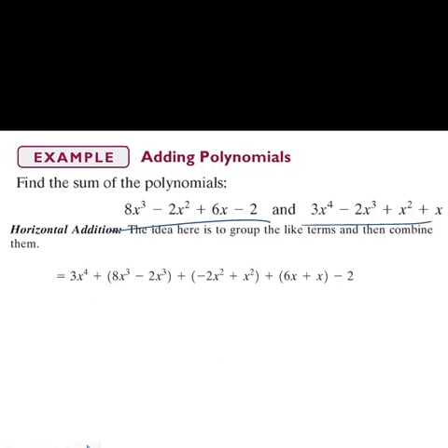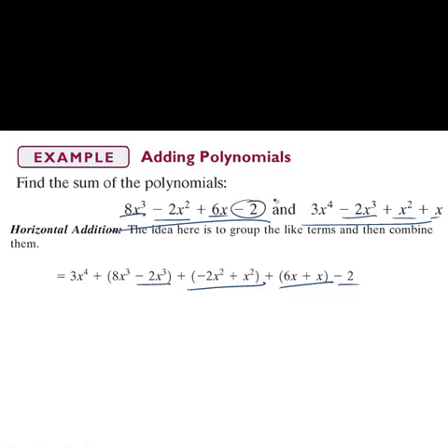So you just collect like terms. Here you have your 3 times x to the 4th power. Then you add your x cubed terms. This 8x cubed comes from this polynomial, and this minus 2x cubed comes from this one right here. Then here are your x squared terms. That's this one plus this one. And then your x terms, which is your 6x plus x. And then your minus 2, which is this one.